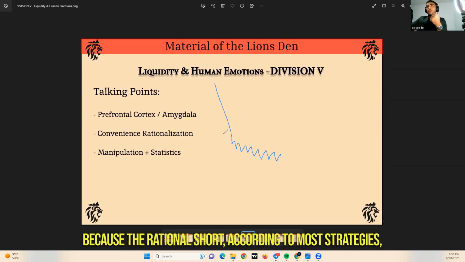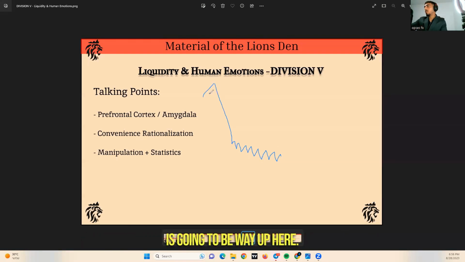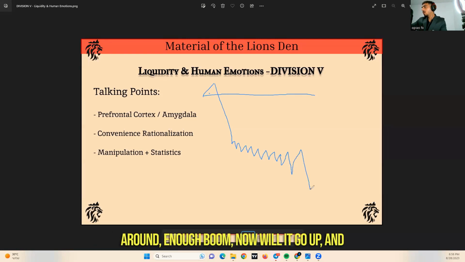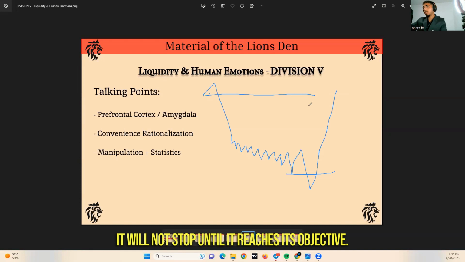because the rational short, according to most strategies, is going to be way up here. It's going to be way up here. So it's much more convenient to go long. And in cases like this, most people are going to be knife catching. They're going to be trying to catch the bottom. And only once there's enough pain and price has fooled around enough, boom, now it will go up and it will not stop until it reaches its objective.